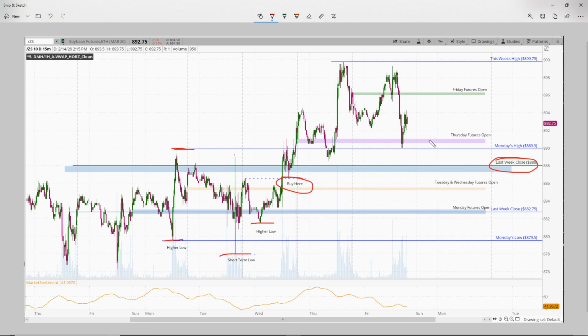Now, what can we look forward to here? Looks like it found support, or at least bounced off the Thursday open. Looks like it is gaining support around here. So we do have a high with short-term. This could be a short-term high. It's a lower high. There's a lower high on each side. I don't think market's quite open for ZS at this point. This could be your short-term top right here.